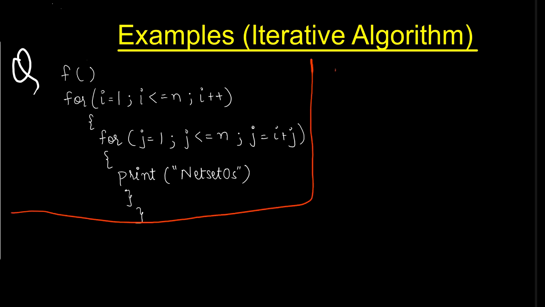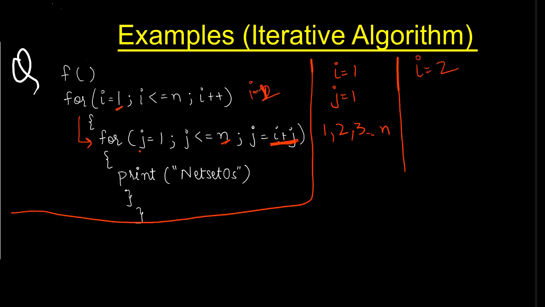Now let's see, for i is equal to 1, it will enter the nested loop. For j is equal to 1, it will be printed for 1 time, then 2 times, then 3 times, up till n times, as the last number is n. And we are incrementing by 1 this time, as i is equal to 1. We have to add just plus 1.